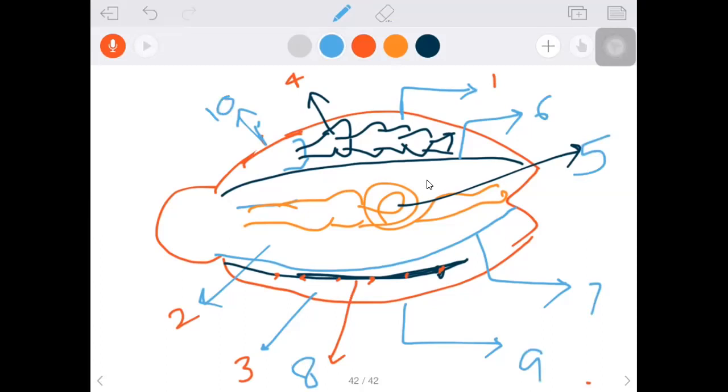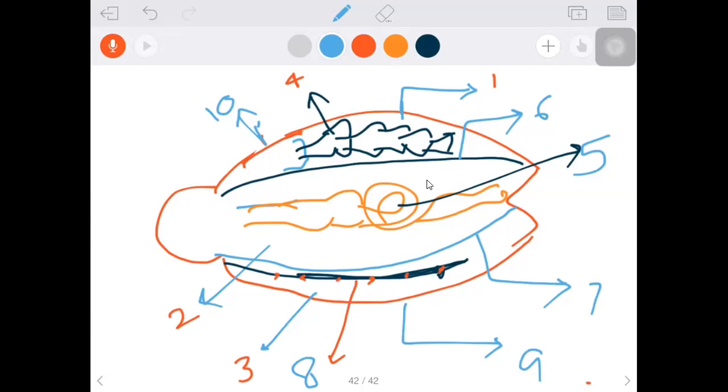You need to answer all of this here. What is number 1? Pericardial sinus. Number 2, perivisceral sinus. Number 3, perineural sinus, or neural coelom. Then number 4, heart. The heart is 13-chambered; I didn't draw the full heart here, just to show that there is a heart there. Number 5, gut, the alimentary canal. Number 6, dorsal diaphragm. Number 7, ventral diaphragm.